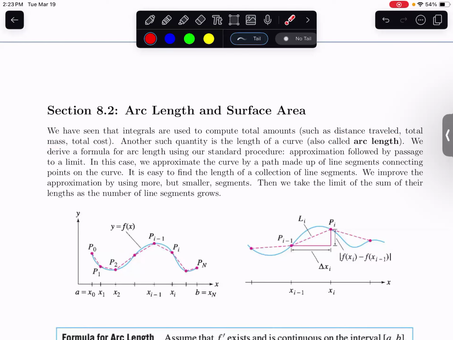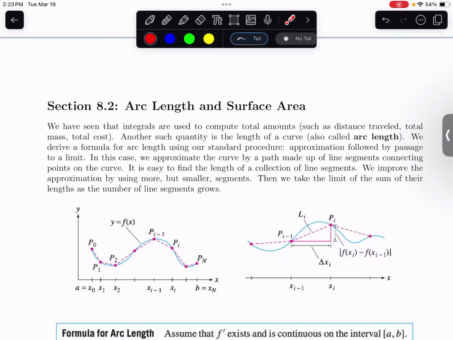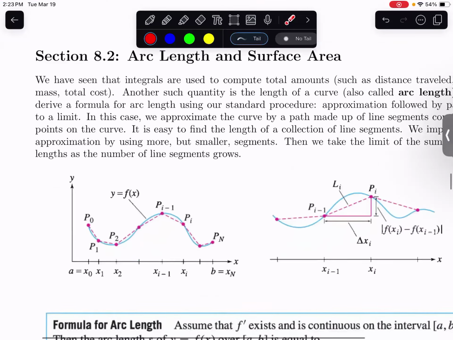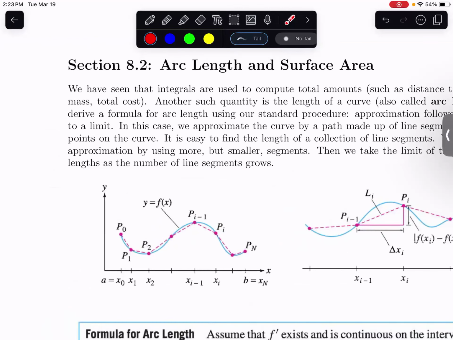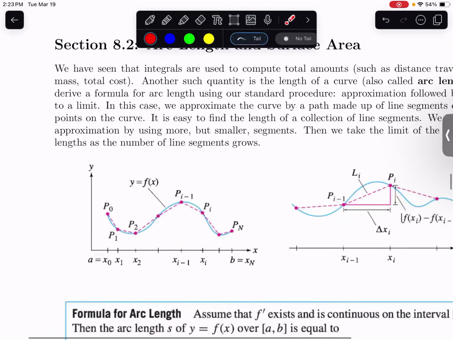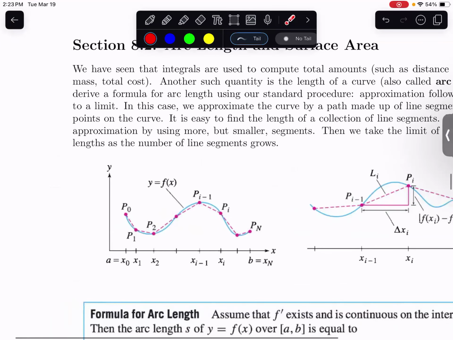And so the derivation of this formula, which I largely skipped, is going to be done via Riemann sums. So we use approximation followed by passage to a limit. I'll go over a little bit of it because I don't want to just say what the formula is and have you memorize it. It's good to be able to deduce these things.